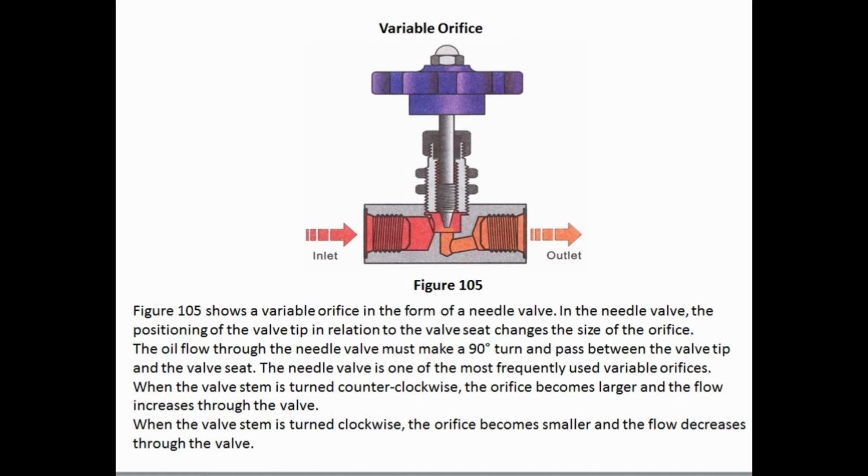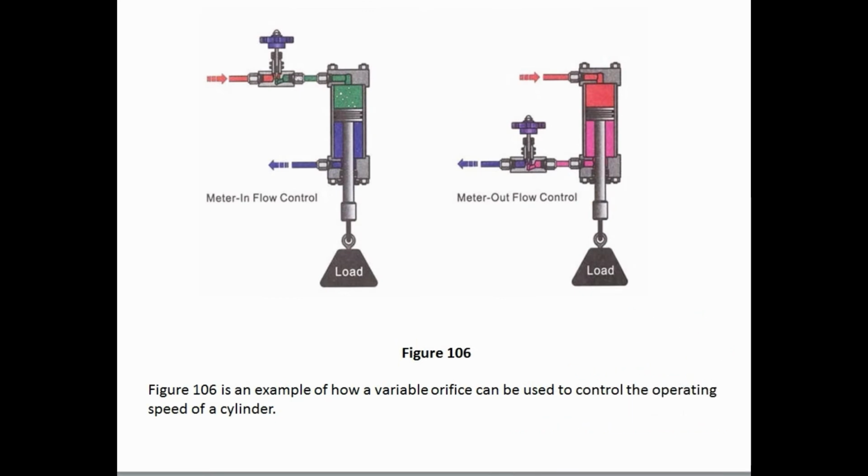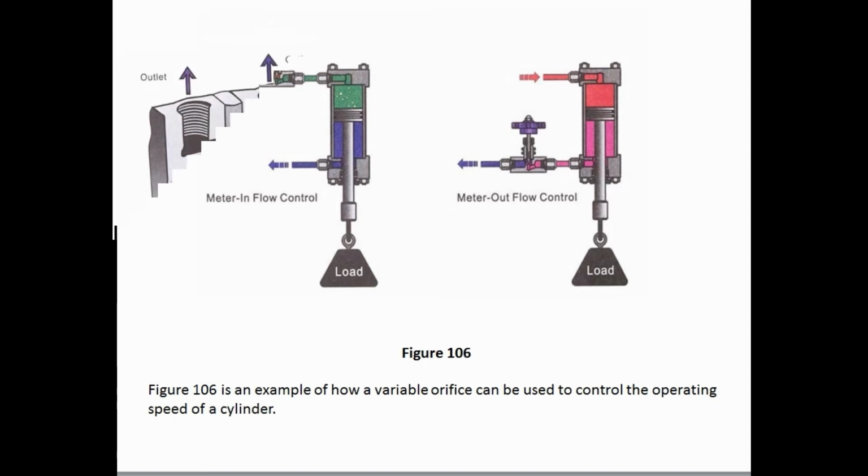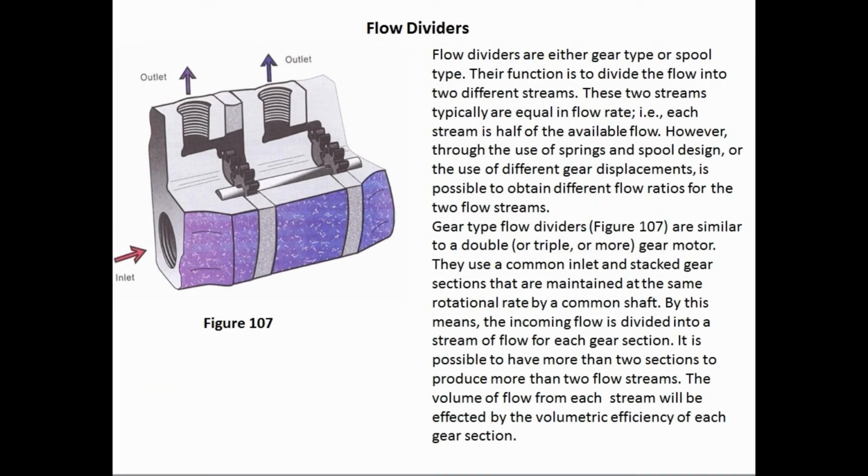When the valve stem is turned clockwise, the orifice becomes smaller and the flow decreases through the valve. Figure 106 is an example of how a variable orifice can be used to control the operating speed of the cylinder. Flow dividers. Flow dividers are either gear type or spool type.